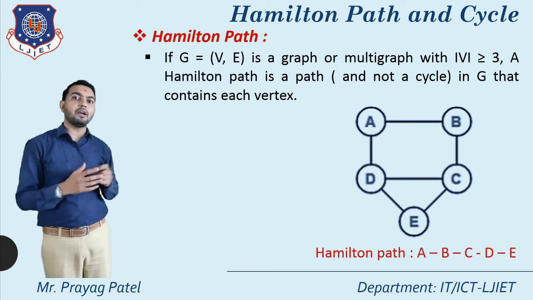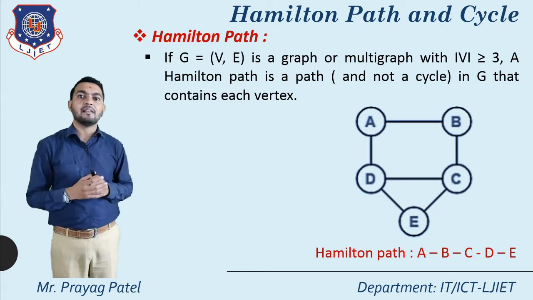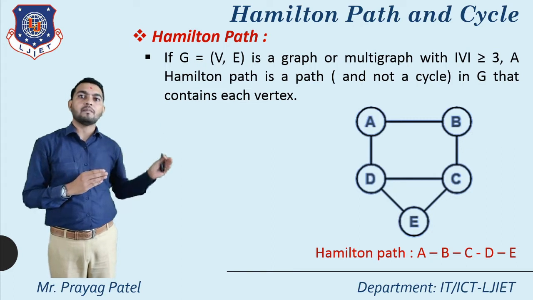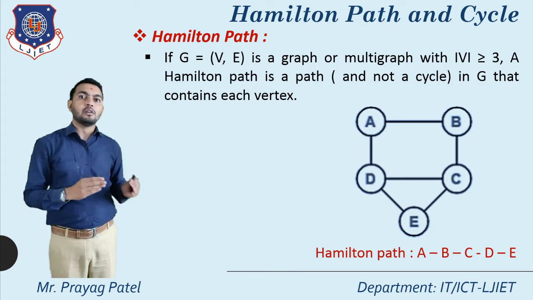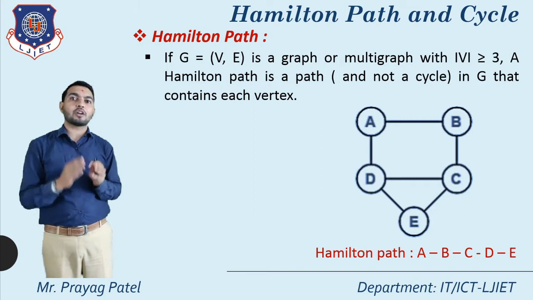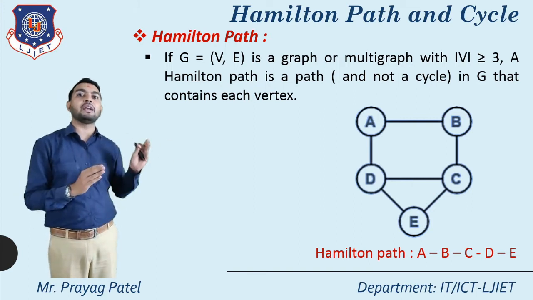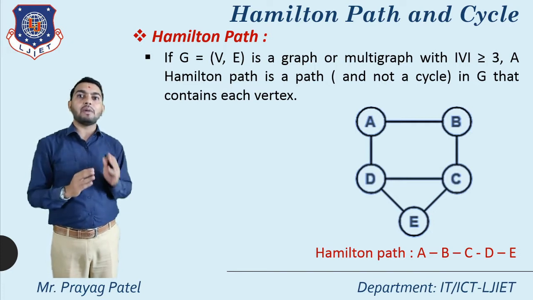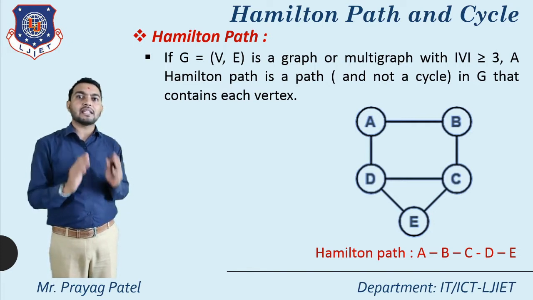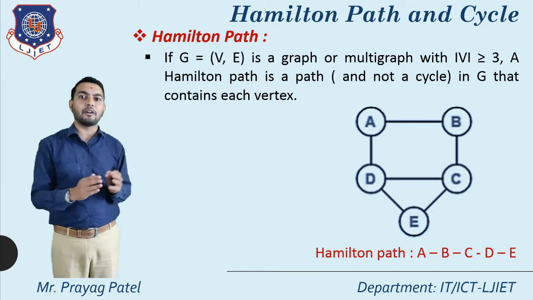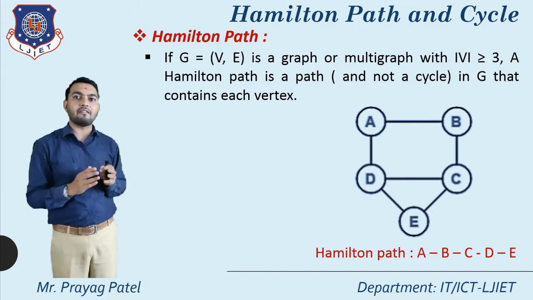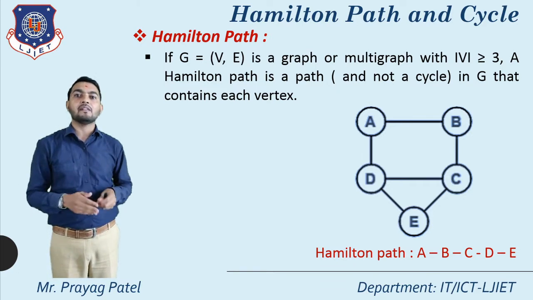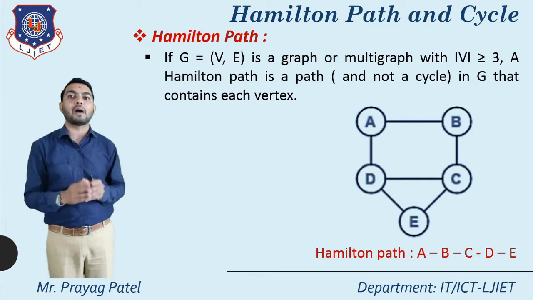Now one Hamilton path available in this figure is: first visit node A, then A to B, B to C, C to D and D to E. So this is a path because the starting point is A and the ending point is E. In this path we cover each and every node A, B, C, D, E. That means this path is considered a Hamilton path because we cover each and every node and no node and no edge is repeated. So we can say that this is a Hamilton path.